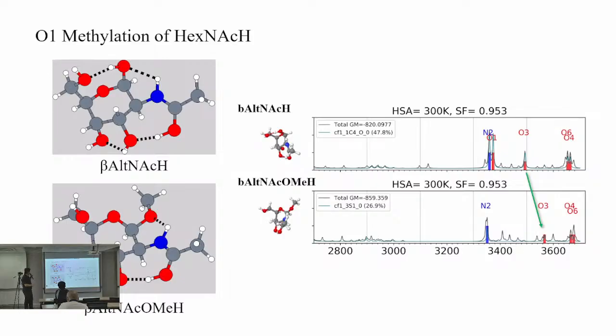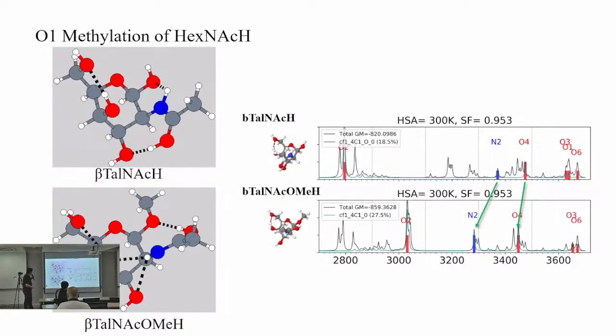From a chair conformation, it's now a skewed boat conformation, right? And our prediction here, there's a lot of things that happened. Of course, O1 disappeared, but this O3 here became redshifted, right? So that means methylation here doesn't really work well, right?